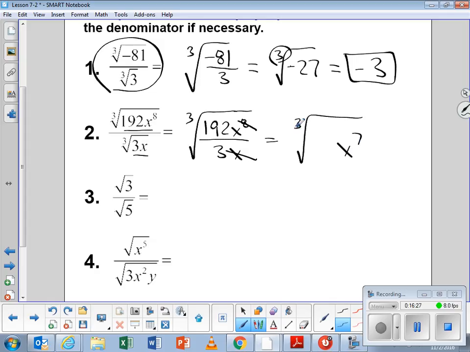Does 3 go into 192? It does. Why would you subtract it from the bottom? Because that's the rule, remember from Algebra 1, when you're dividing common factors, you subtract the exponents. So if I'm dividing x to the 8 by x, that becomes x to the 8 minus 1. Okay, because that exponent was a 1, right? It's 64. 3 goes in there 64 times.